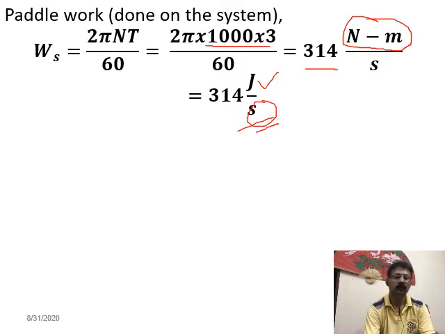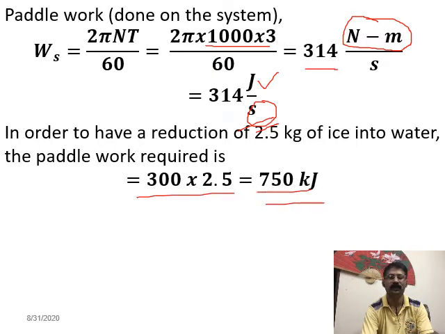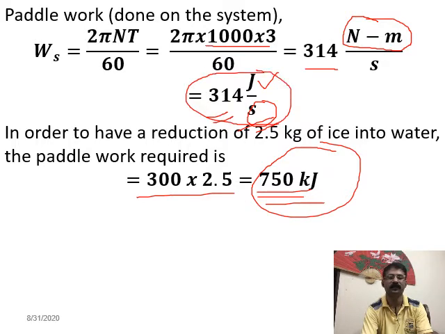Now we know that to melt or transform 1 kg of ice into water, 300 kilojoules of paddle wheel work is required. So you have to melt 2.5 kg of ice. So for that you have to multiply this 300 by 2.5. So 750 kilojoules of heat is required. So every 1 second 314 joules of heat is applied, but total heat supply should be 750 kilojoules. So if you divide this 750 kilojoules, which is the total heat required to melt 2.5 kg of ice into water, by the rate of work transfer, that is 314 joules per second, you will get the time.